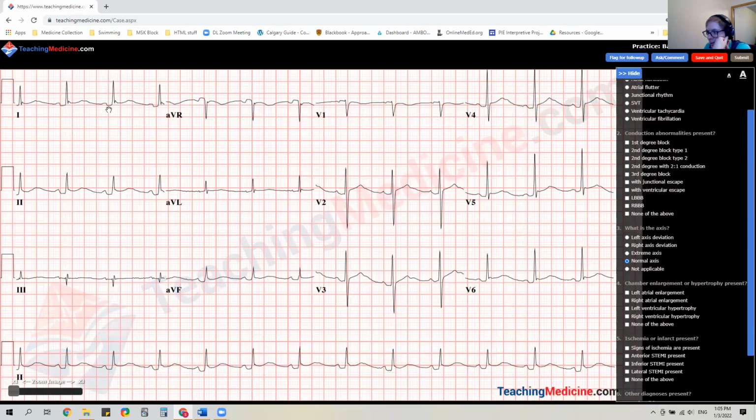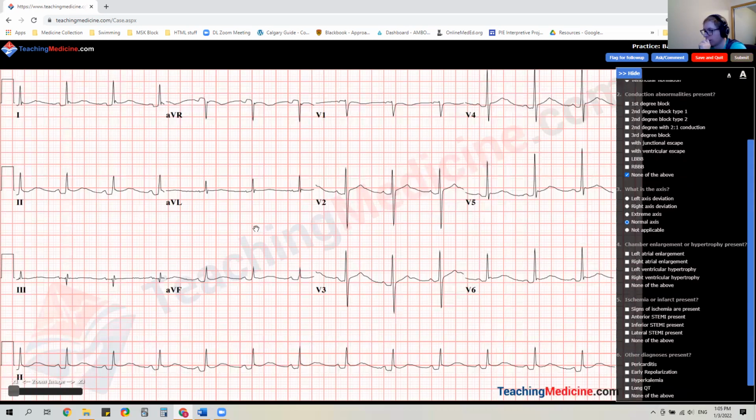Conduction abnormalities. Just going to make this one quick. Nope. Don't see the first degree blocks along PR. And there's no bundle branch blocks because that's not wide. Atrial enlargement. Maybe left atrial enlargement. Doesn't look very big though, so I'm going to say it's not there for now. Left ventricular. 1, 2, 3. 1, 2, 3. Yeah, it's not there. That's not the right ventricular, so no hypertrophies.